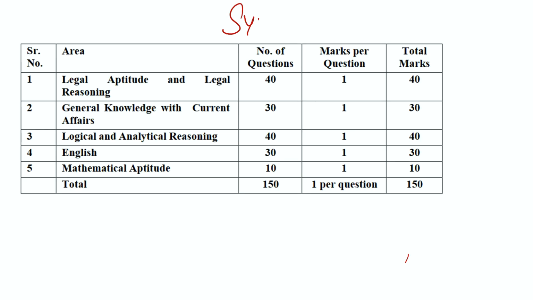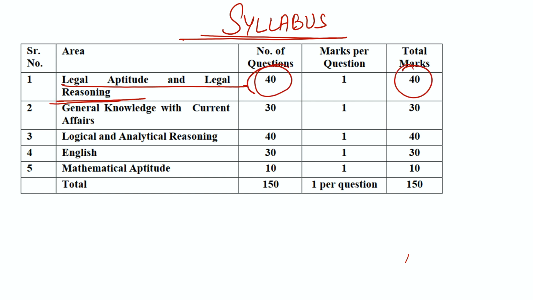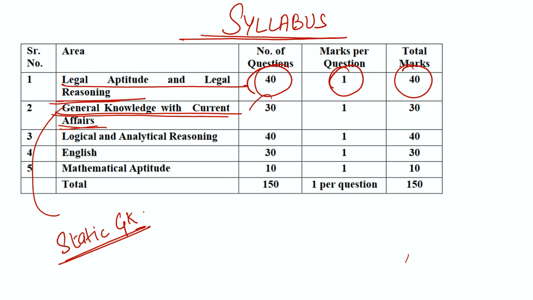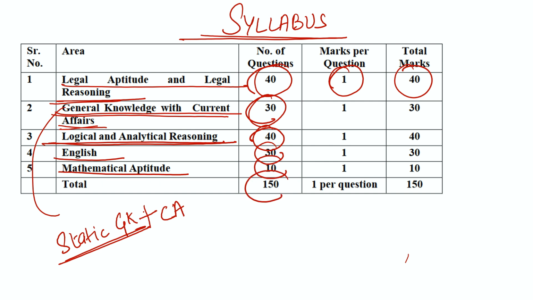So let's have a look at the syllabus. What I can see is that the good news is the syllabus is the same: legal aptitude and legal reasoning, 40 questions, 40 marks, 1 mark per question. General knowledge with current affairs, that means you have your static GK, you have to cover your history, geography, science. Static GK 30 questions are going to be there, static plus current affairs, right? Logical and analytical reasoning 40 marks, English is 30 marks, mathematical aptitude 10 marks, total comes to 150. The marks distribution is very, very important.